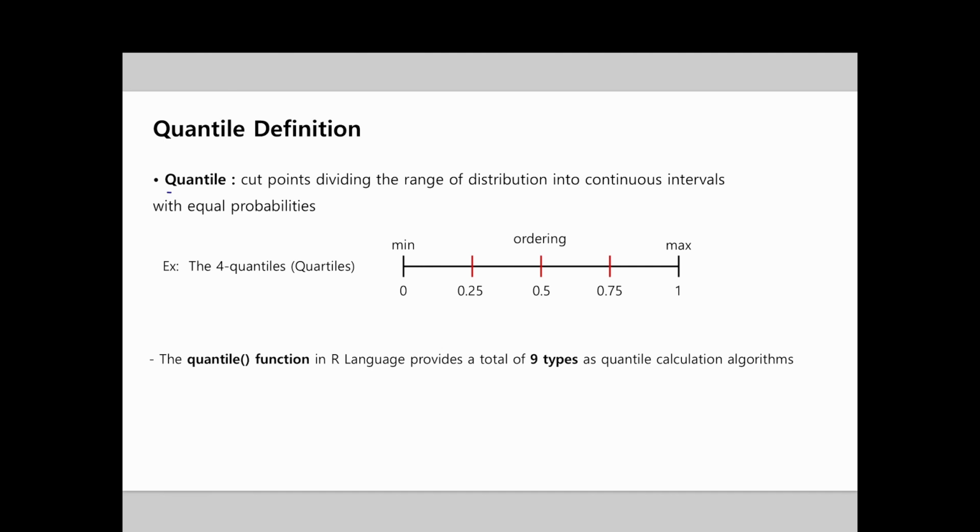You know, the quantile is the cut point dividing the range of distribution into continuous intervals with equal probabilities. For example, a quartile means the 3 points which divide the sorted data into 4 equal parts, like this. However, it is not easy to find a point that divides the data equally.